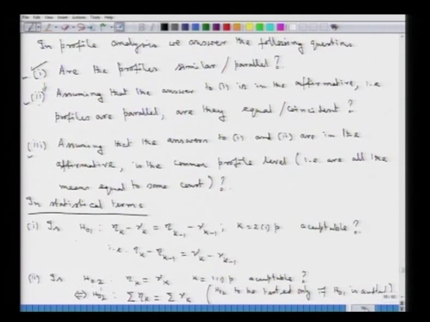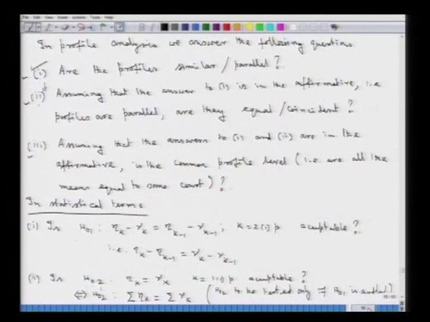What about question number 3? Question number 3 is looking at, given that the answers to 1 and 2 are in the affirmative, the common profile level. So, in terms of a statistical hypothesis, how are we going to frame it? We are going to frame it in the following way: if H naught 1 and H naught 2 sequentially, in that particular manner, are accepted, then we move on to test the H naught 3 hypothesis, which is going to actually answer the last question, that is about the level profile.